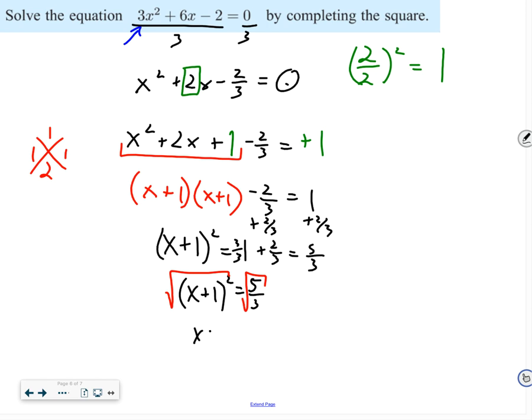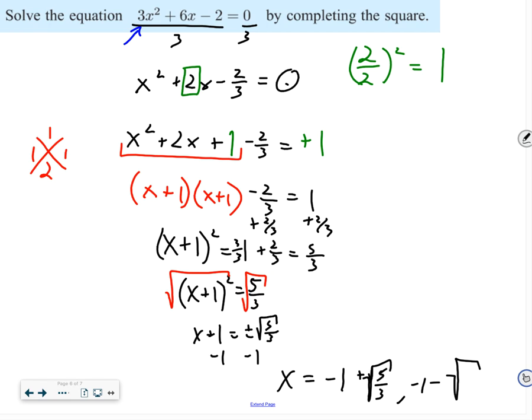I get x plus 1 equals plus or minus square root of 5 over 3. And then I subtract 1 from both sides. And I get x is equal to negative 1 plus square root of 5. That square root should go all the way over 3. And negative 1 minus square root of 5 over 3.